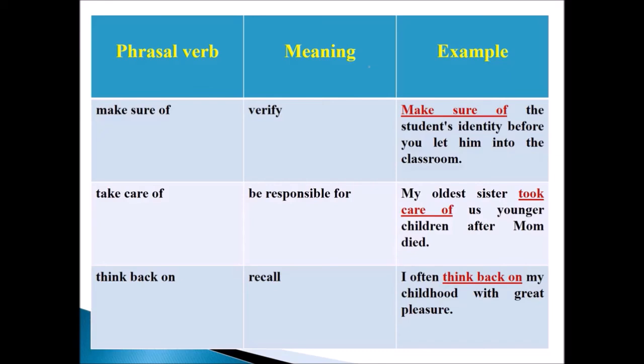The next phrasal verb is think back on. Think back on means recall. Now let's see one example sentence. I often think back on my childhood with great pleasure.